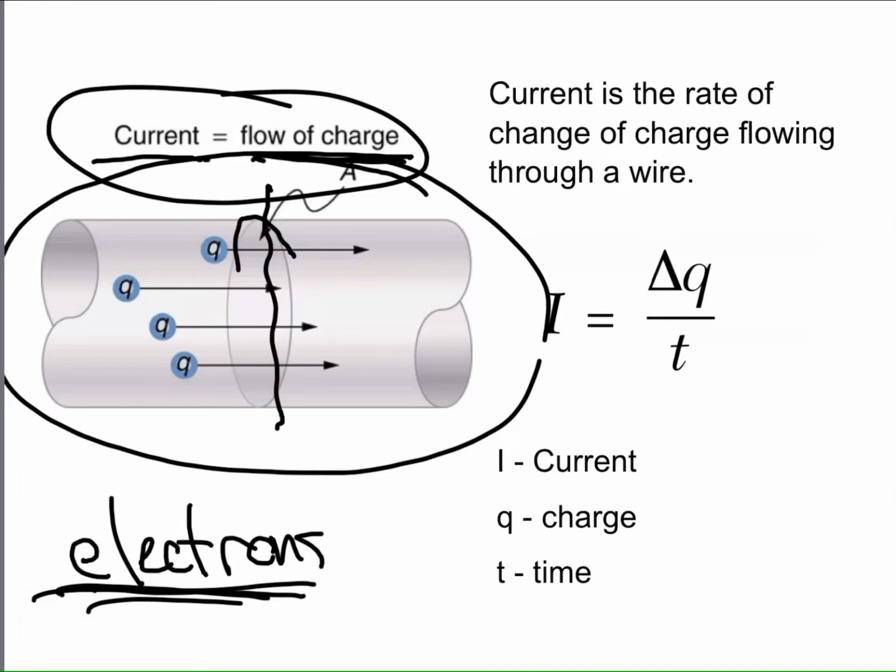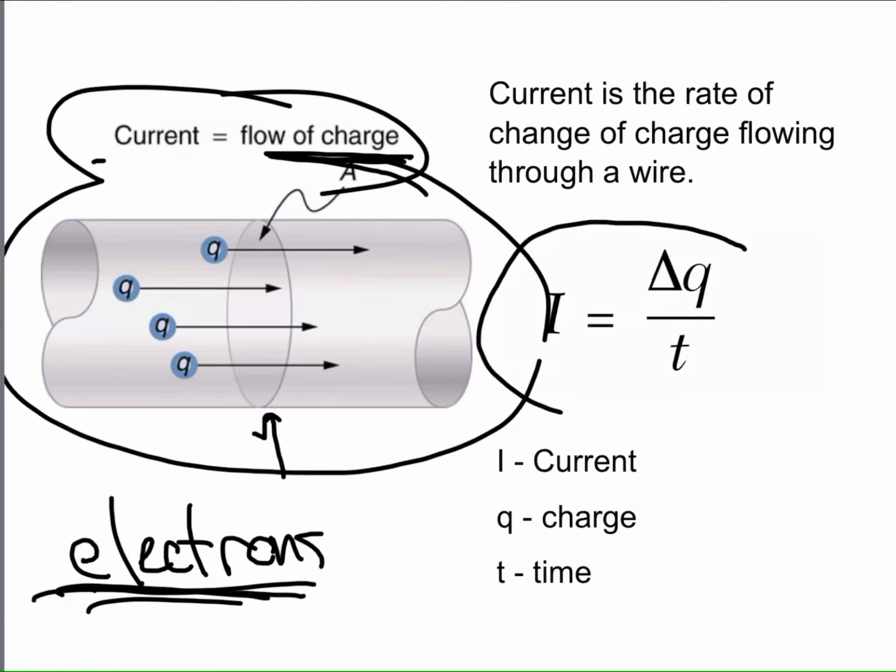So it's kind of nice to have this here. Let me erase a little bit of this. You can see how they have this little cross-sectional area. It would be basically the amount of charge that goes through any one cross-section of a wire at any one time. So this is our formula.